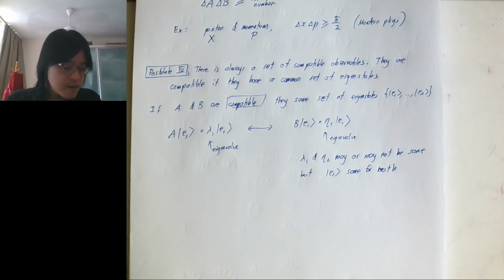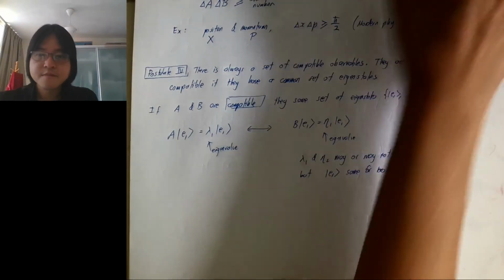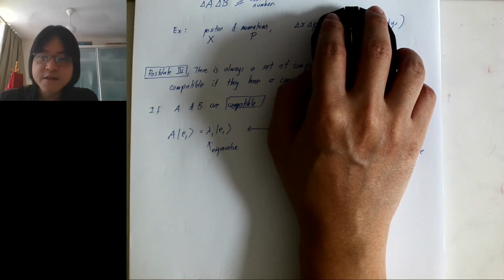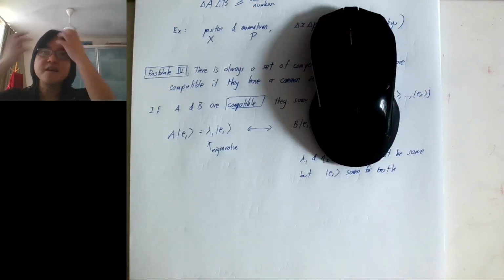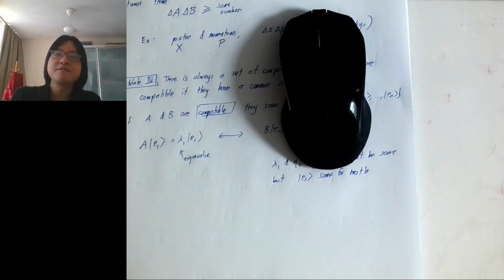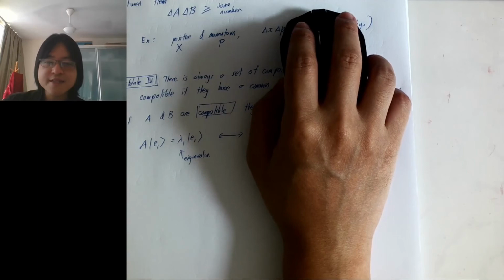Does anyone have any question now? Physical meaning of what? You mean physical meaning of degeneracy? Well, the physical meaning of degeneracy just means the same energy, like the hydrogen atom. The first excited state has different states with the same energy.